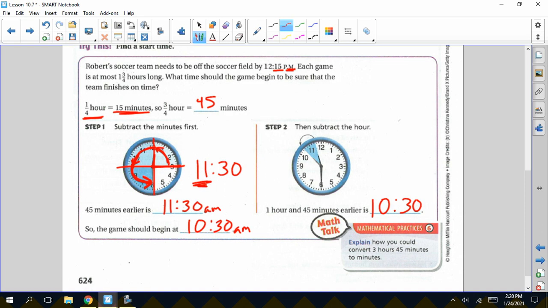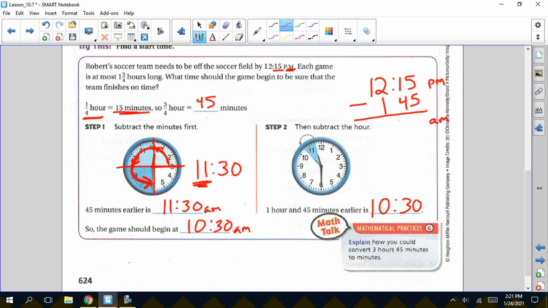Now, another way that you could do this is you could use subtraction. We could say 12:15 p.m. minus 1 hour and 45 minutes, and figure out what time that would be. Now remember, this is PM, and we're going to pass the 12 o'clock mark, so we're going to go back to AM. So we go 5 minus 5.